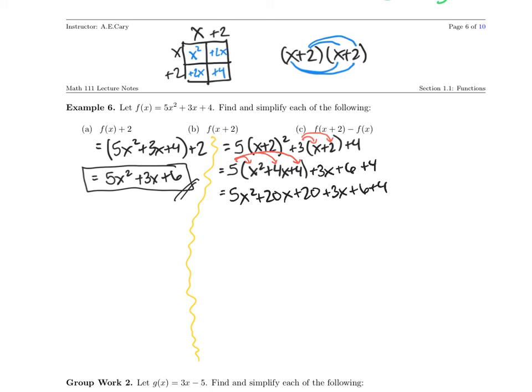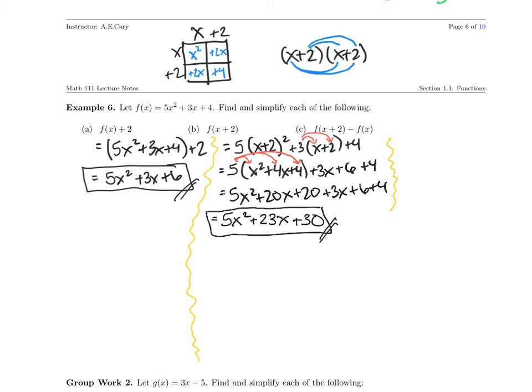So I've expanded this as much as I possibly can, and now I'm going to combine my like terms. So this is going to give us a 5x squared. So 20x plus 3x is going to give us a positive 23x. And then we have a 20 plus 6 plus 4, or 30. So this right here is our final answer. So some of these may take longer than others, and that's okay.